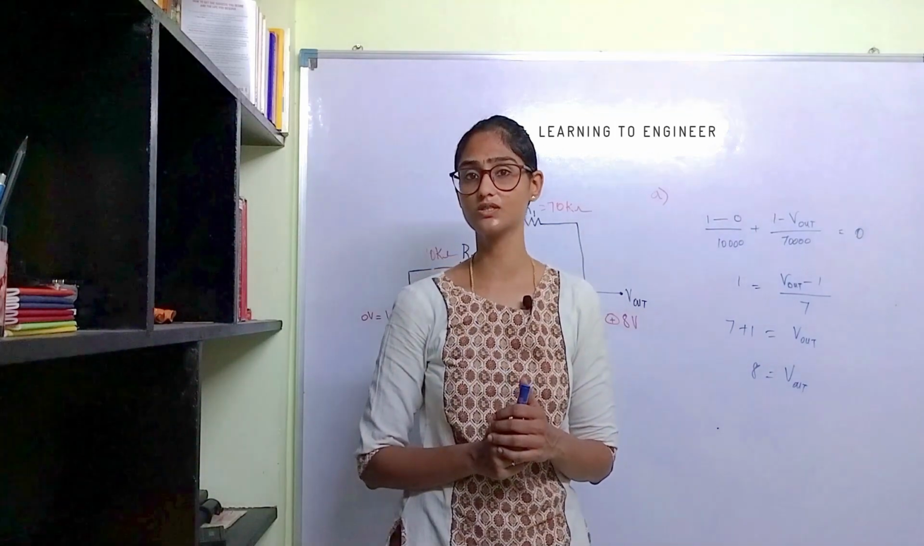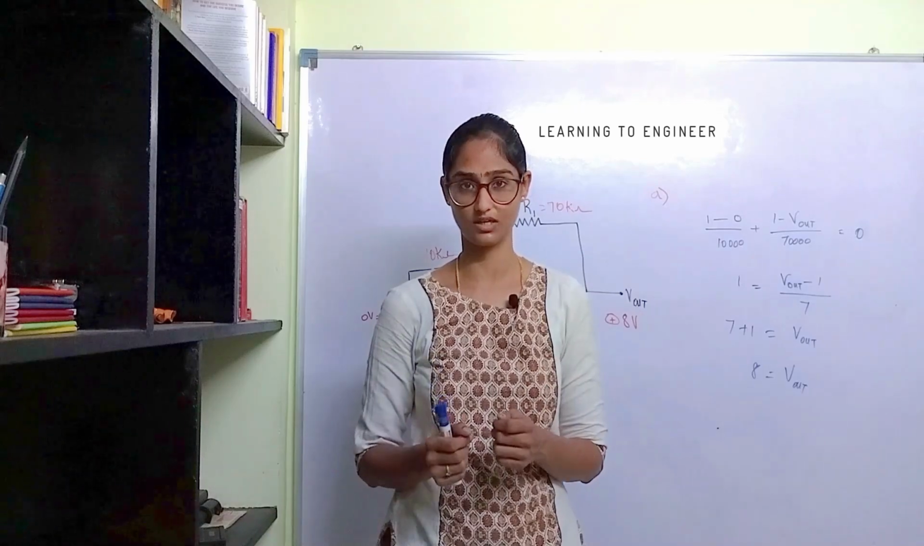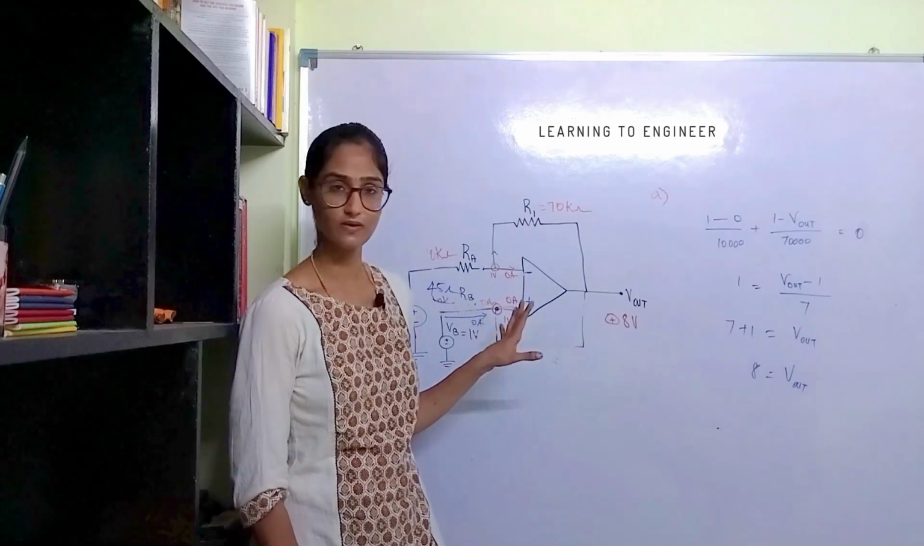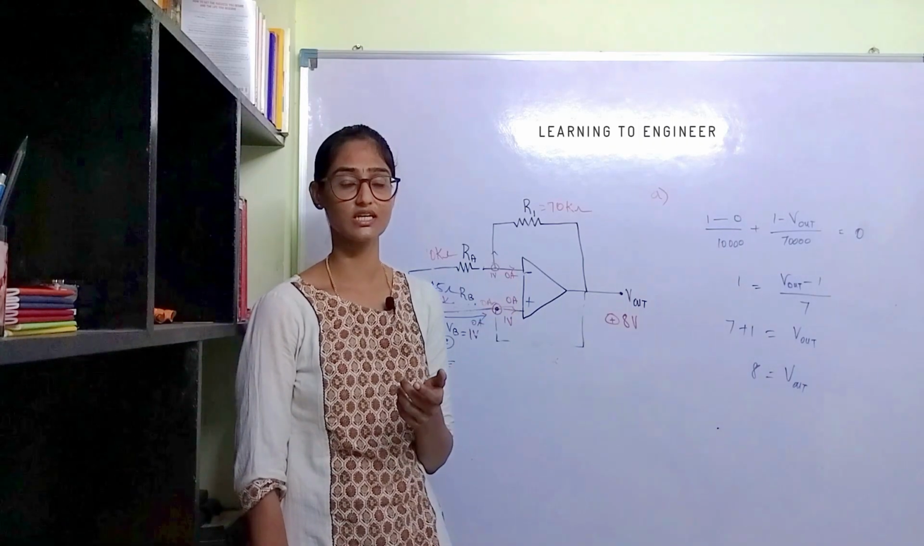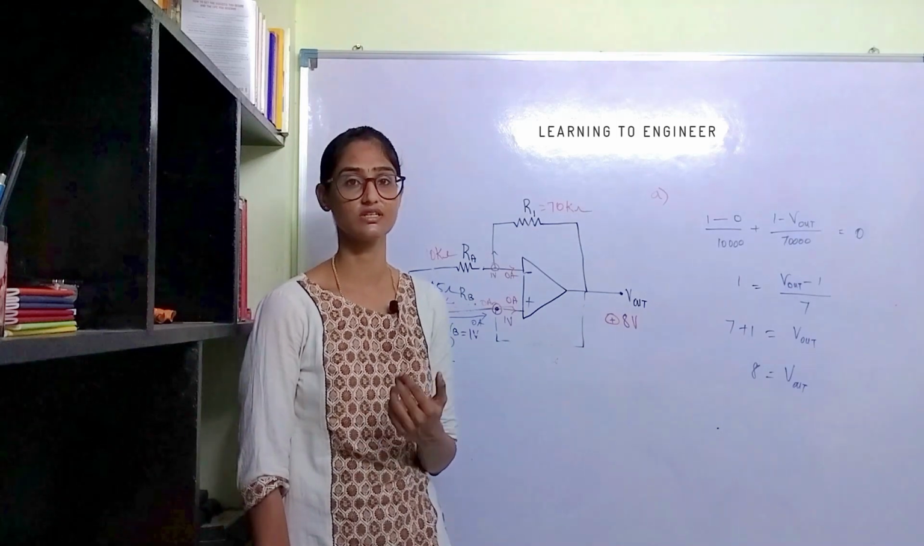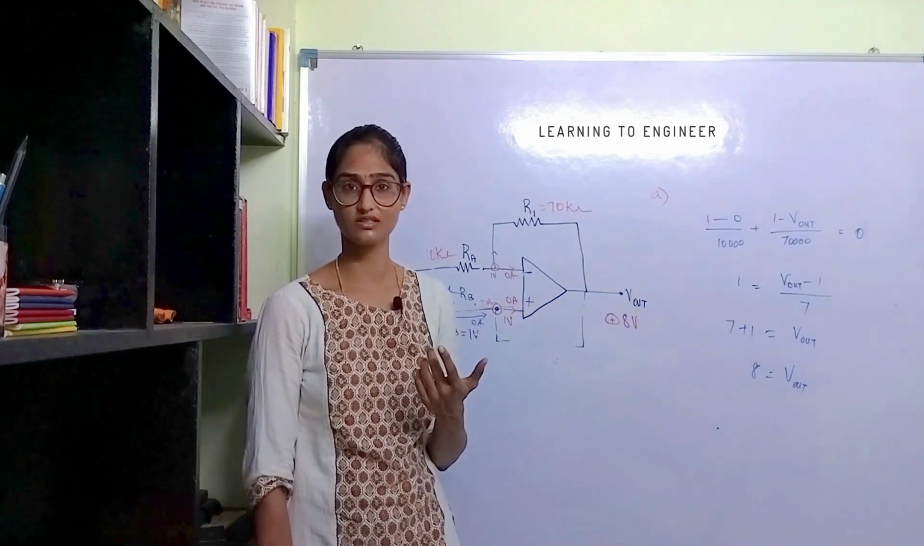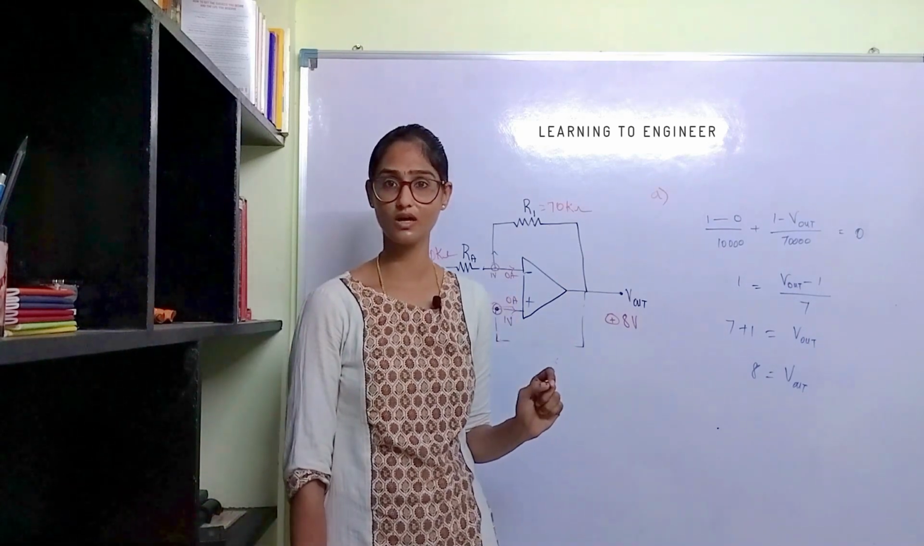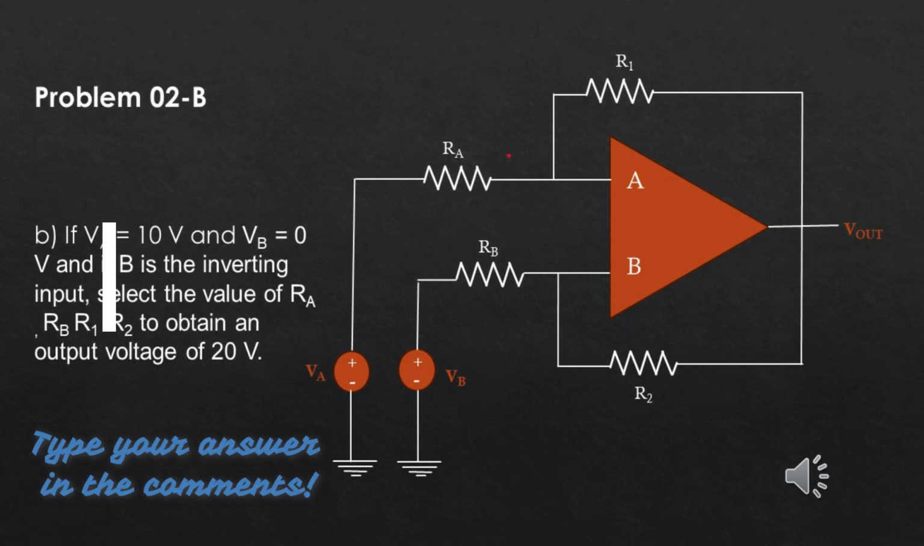There is another subdivision to this problem which I wanted you to try. Now if VA is 10 volt and VB is 0 volt, and if B is the inverting input, select the value of RA, RB, R1 and R2 to obtain an output voltage of 20 volt. It is similar to this workout. By just understanding the problem well enough, by just reading the question you can answer this problem, or you can try to work out the value of the resistors.